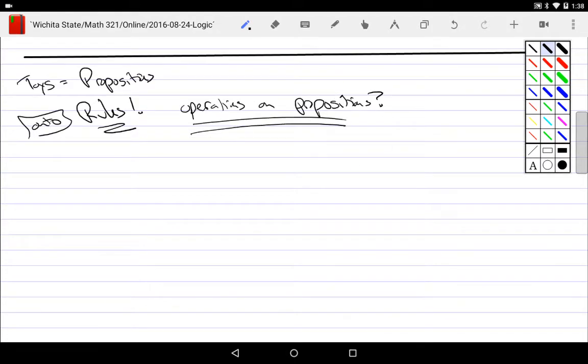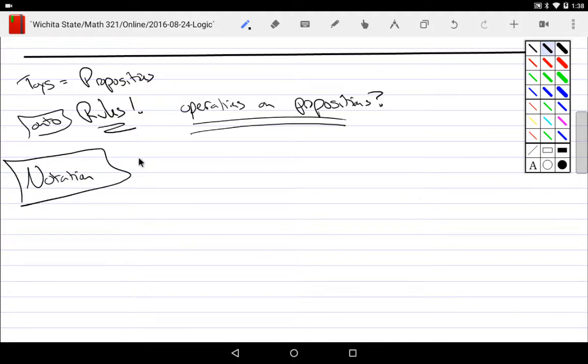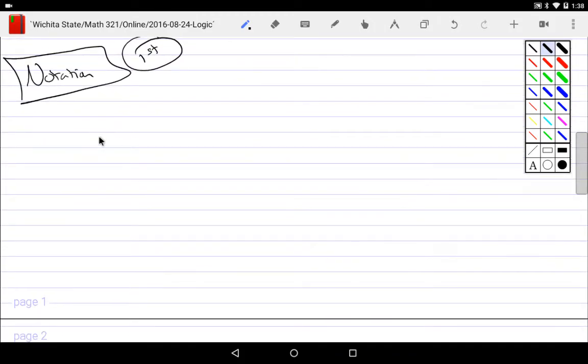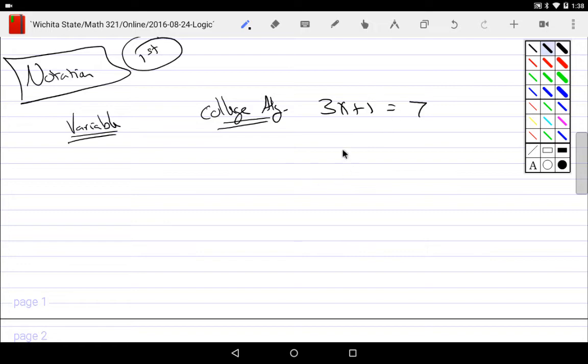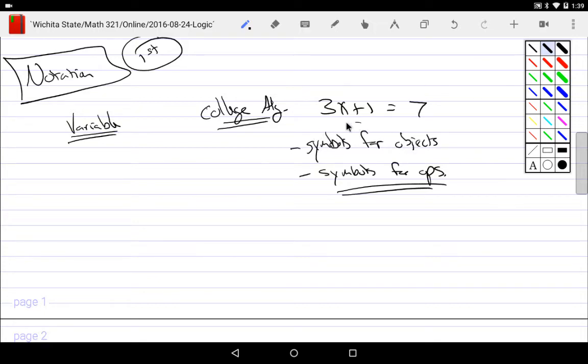But before I talk about the operations on propositions, if we're going to deal with operations, we're going to have to work with a little bit of notation. So first, all right. One of the things that happens is the idea of a variable. What is a variable? In college algebra, you would see things like 3x plus 2 plus 1 is equal to, I don't know, 7. Things of this nature. And we would have all these particular symbols that go along with college algebra. Well, we're going to have something similar with propositional logic. We're going to learn symbols for the objects, and we are going to learn the symbols for the operations and what the operations actually do. So what we'll talk about here first is the symbols for the objects.